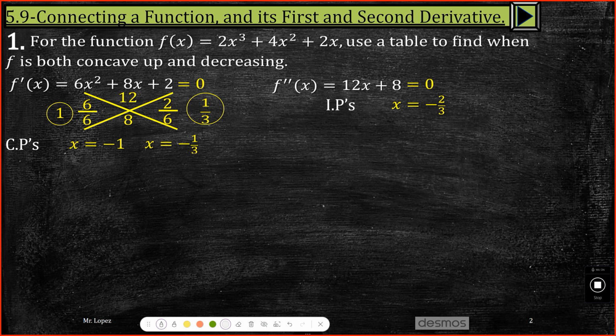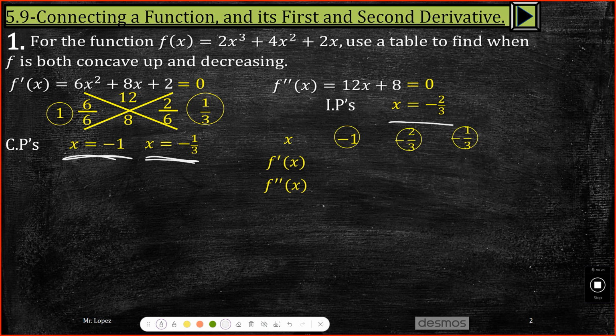Well, we are going to test it anyways here when we make a table, because we are going to make a table. So why don't we get these 3 points and set them up right here on the table. I'm trying to give you a systematic way of how to do this. Put those points: -1 is the leftmost, -2/3, and -1/3, knowing that this is a critical point, that is an inflection point, and that's a critical point.